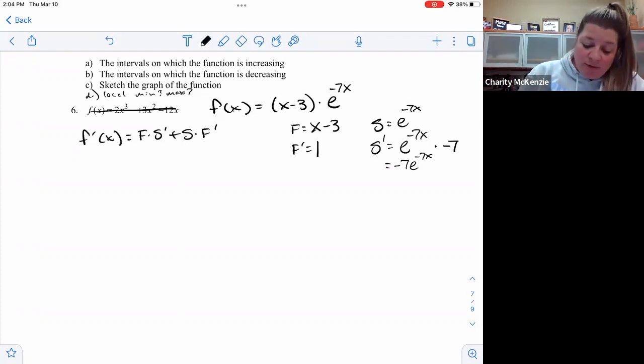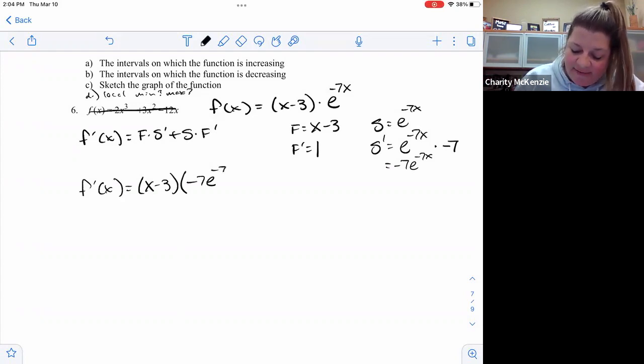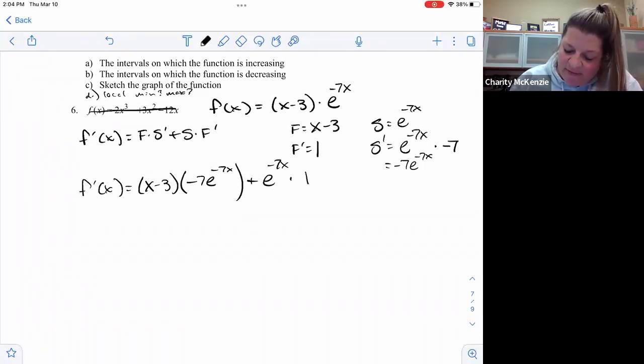Okay, let's put the derivative all together. The derivative is now going to be first, x minus 3, times the derivative of the second, which is ugly, negative 7 e to the negative 7x. And we're going to add that to the original second times the derivative of the first, which was just 1. Okay, simplify this thing.